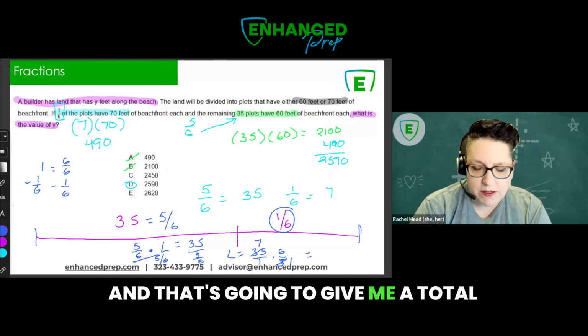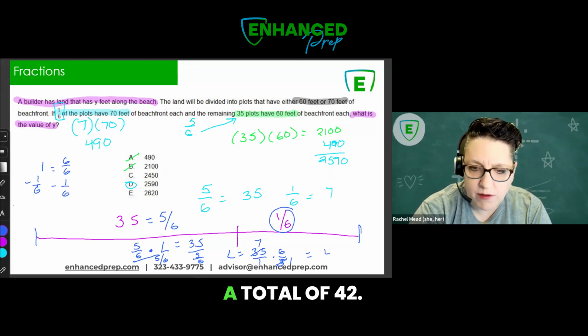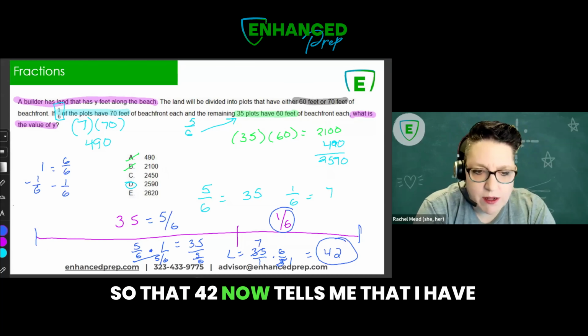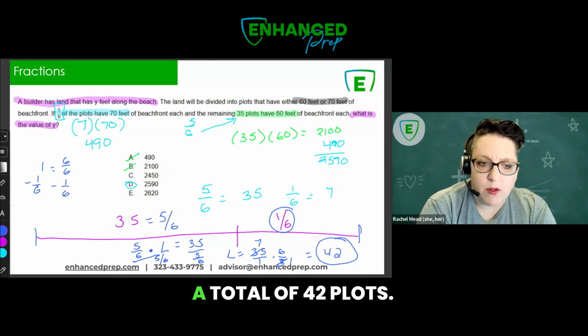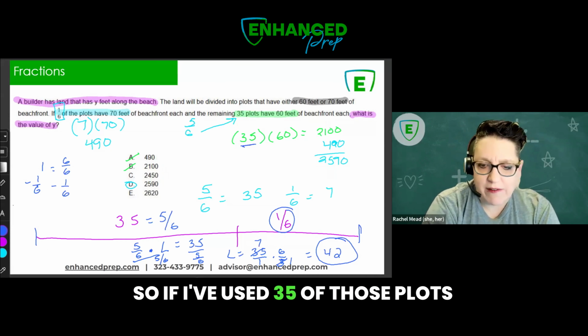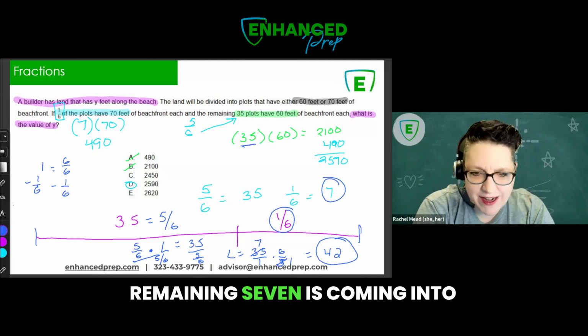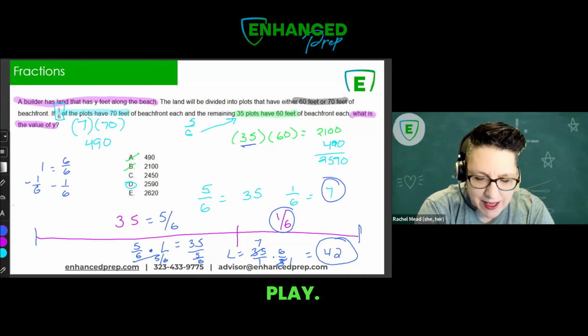I'm going to simplify and reduce. And that's going to give me a total of what? A total of 42. All right. So that 42 now tells me that I have a total of 42 plots. So if I've used 35 of those plots already, we can see where that remaining 7 is coming into play.